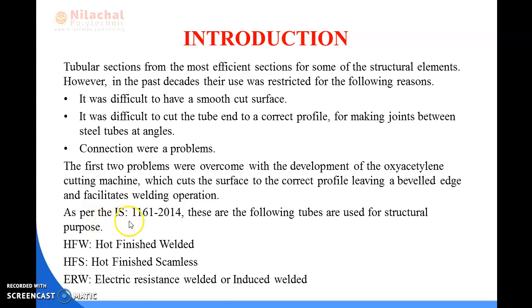Now, as per IS 1161-2014, some welding types of connection are there. These are HFW, that means hot finished welded type. The next type is HFS, that means hot finished seamless type. The last one is ERW, that means electric resistance welded or induced welded.